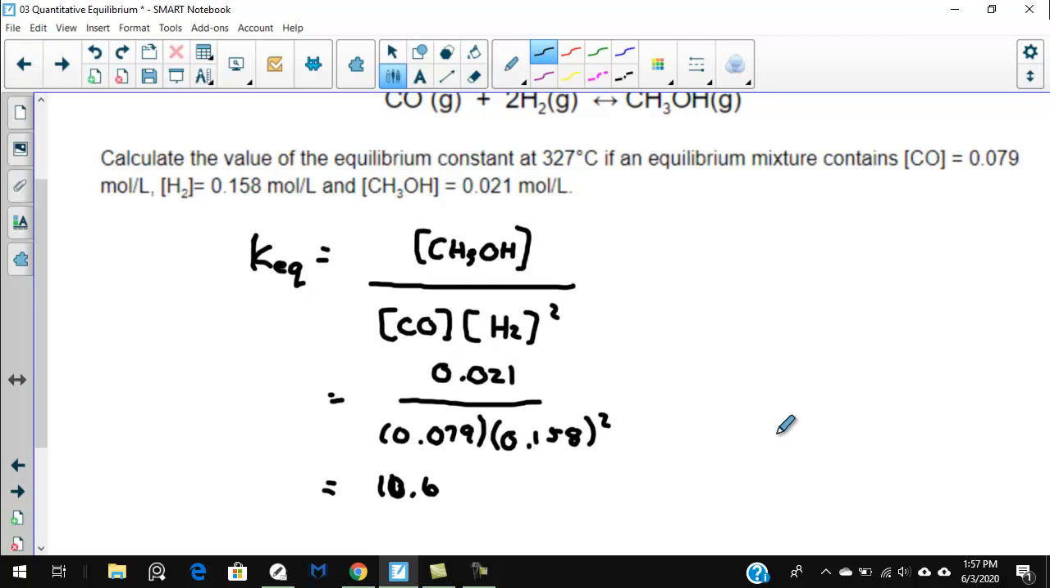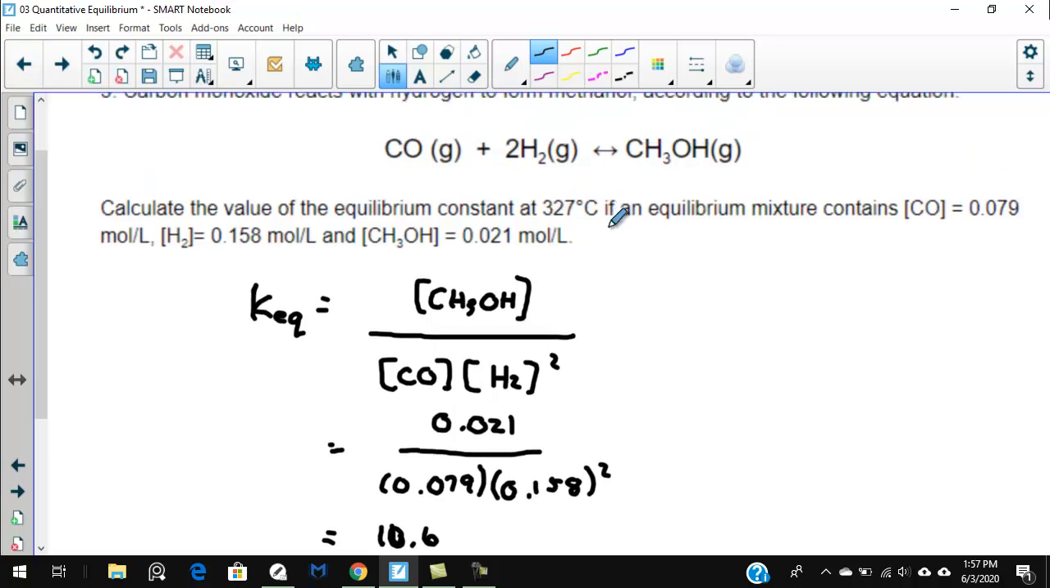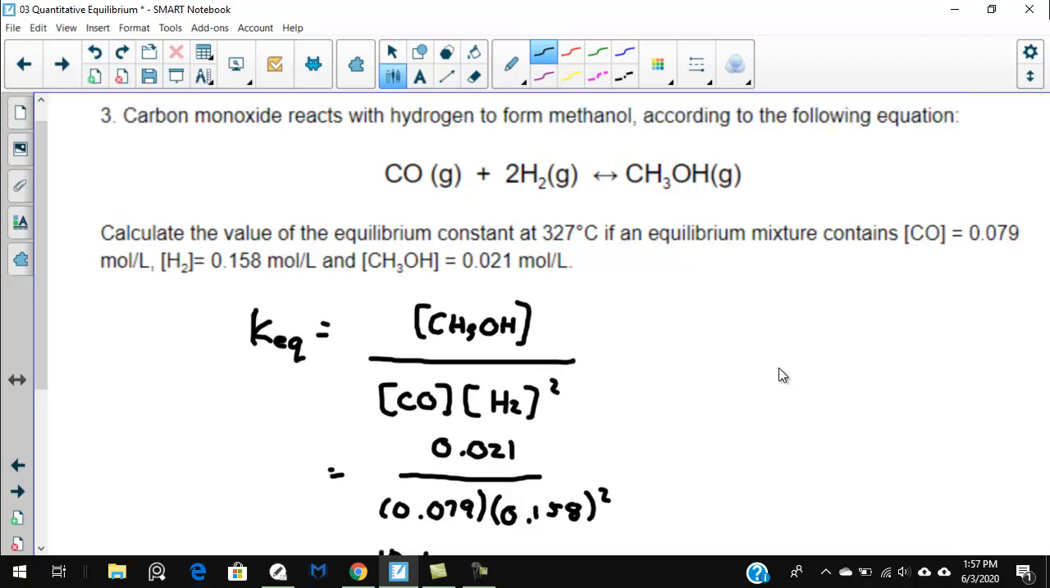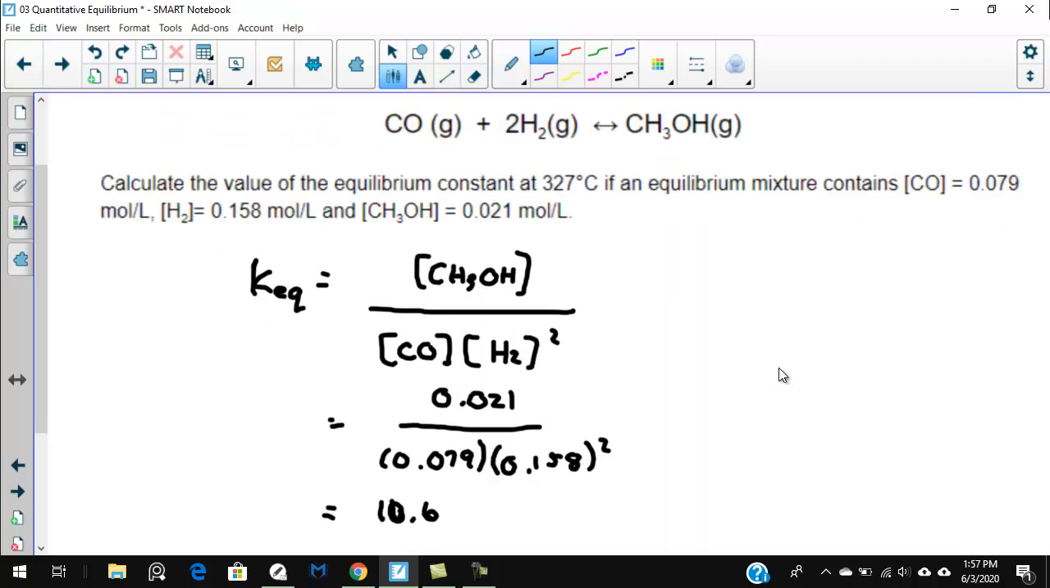So that's the Keq for this particular reaction at 327 degrees Celsius. No matter what, as long as you put in some of each of these things and it's allowed to reach equilibrium, those concentrations will always come out to be this number, 10.6. Okay? So that's what we'll use in the next set of videos.